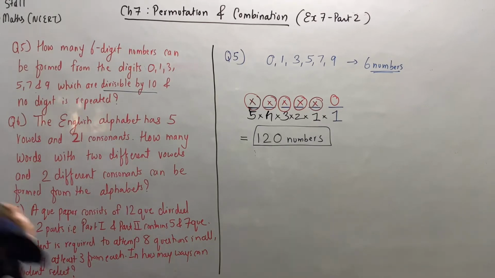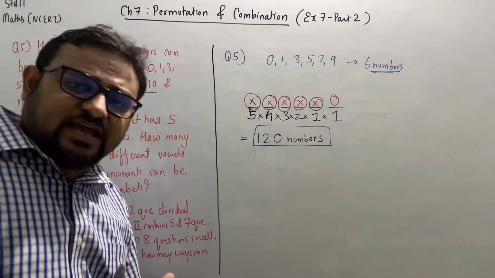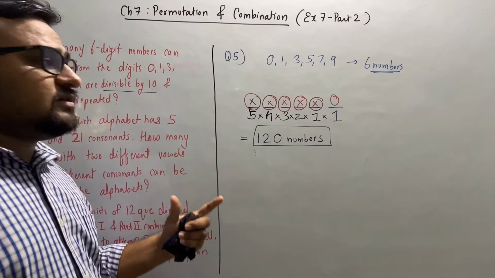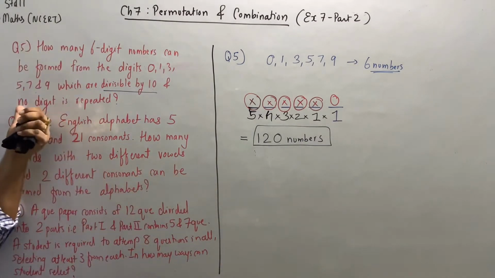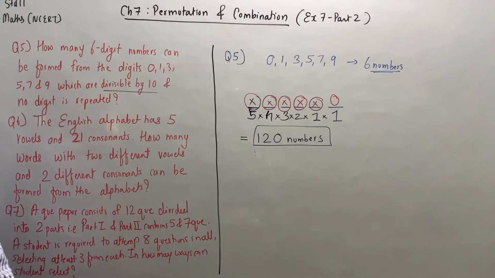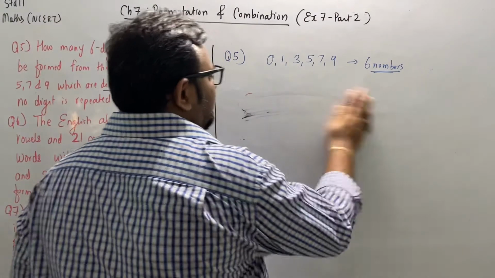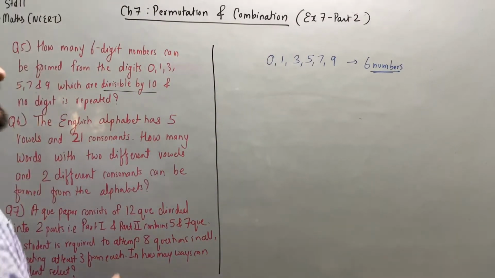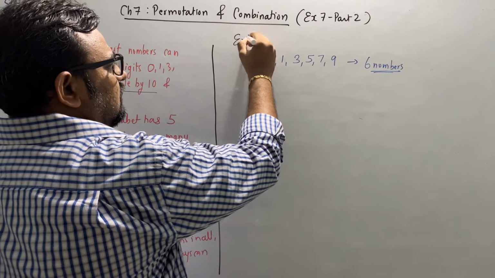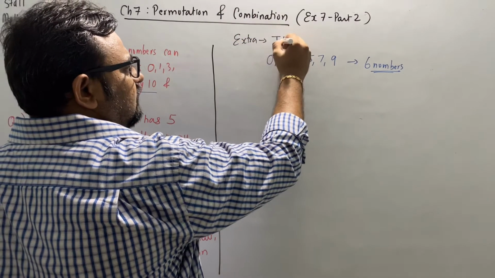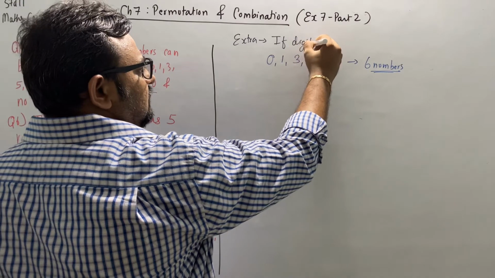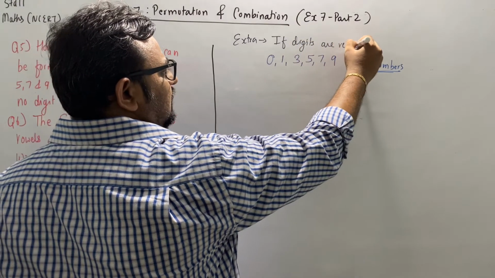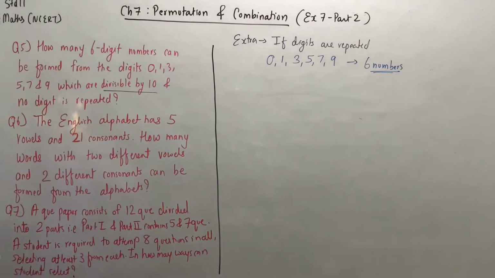Now, one question is, here no digit is repeated, but if the question is that the digits are repeated, let's take this extra one, means if digits are repeated. So what can you do if you can repeat the digits?